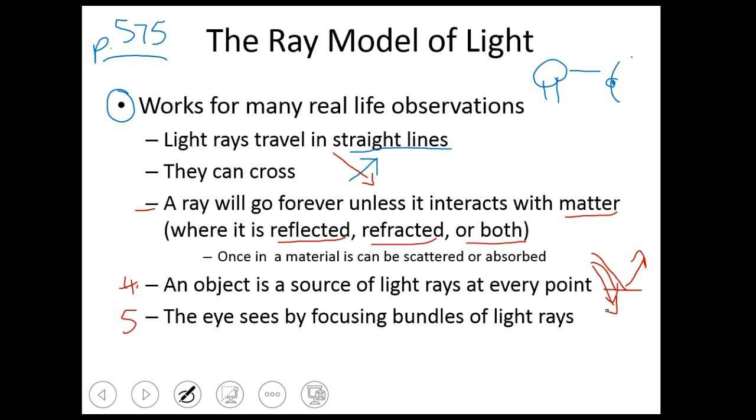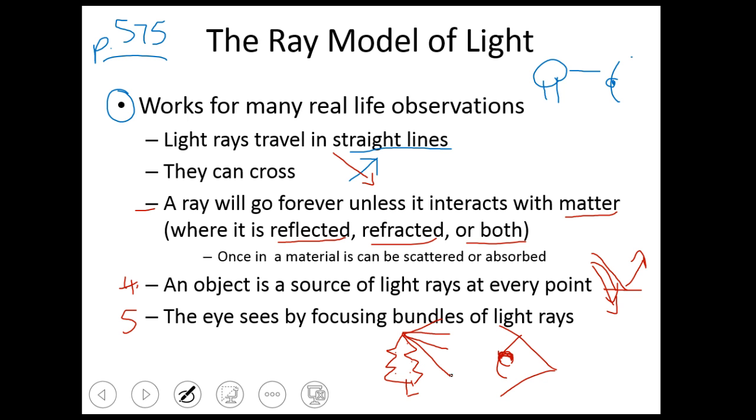And then the last one is that the eye sees by focusing a bundle of light rays. And so if I have a Christmas tree, I know it's past Christmas, I know. If I have a really crooked Christmas tree and my eyeball, and this is typically how we represent an eyeball, right? The top of the Christmas tree, as well as every other point on the Christmas tree, is sending out light rays that are scattered.